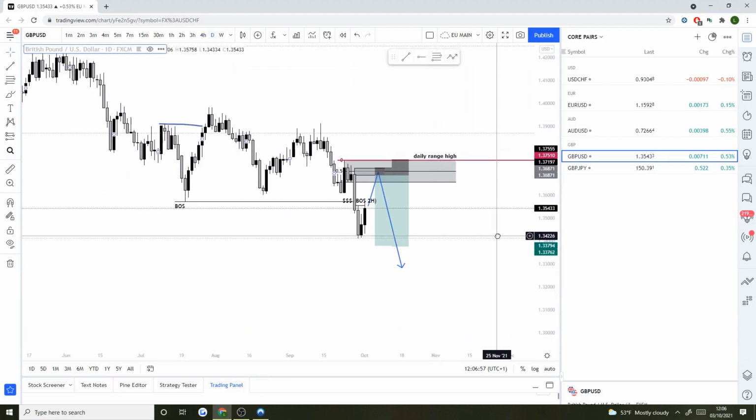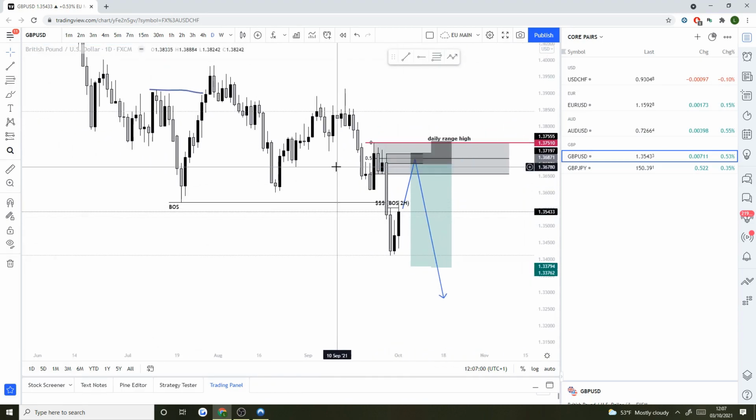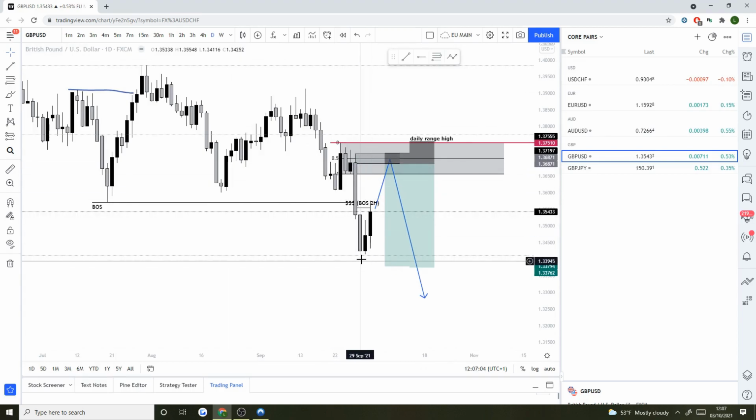So yeah, it's really just a case for me. I'm looking for sells on the pound dollar, and that's just because we've seen this break of structure. So I'm going to be looking for sells out of this daily point of interest up here.